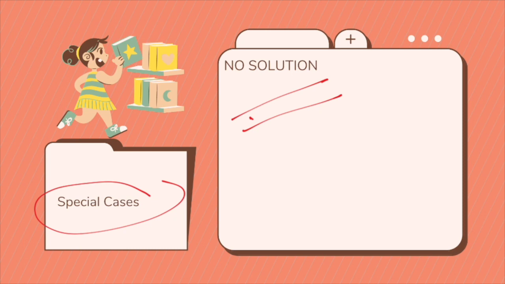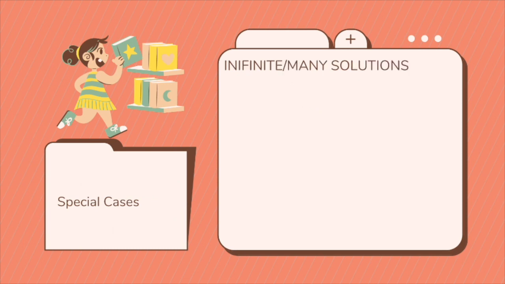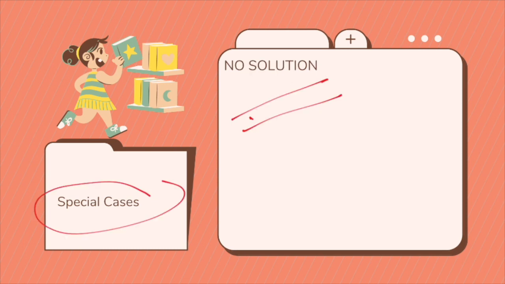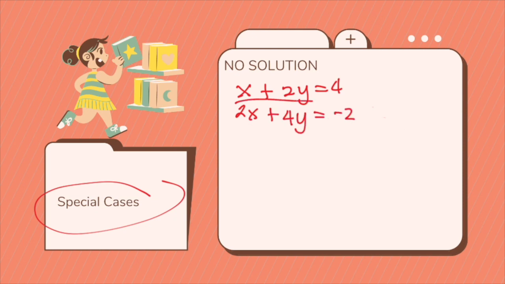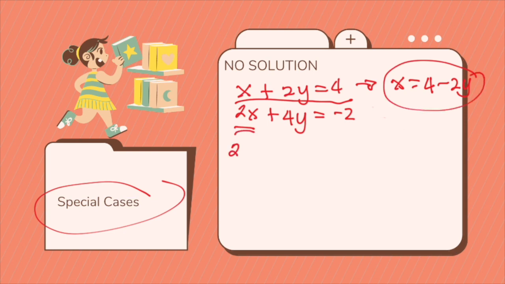So let's say you have a no solution. I'll give you one example of a no solution. x plus 2y equals 4, and 2x plus 4y equals negative 2. So I will rearrange this. I'll use substitution. That's x equals 4 minus 2y, and I will substitute that to the x in my second equation. So that's 2 times 4 minus 2y plus 4y equals negative 2.